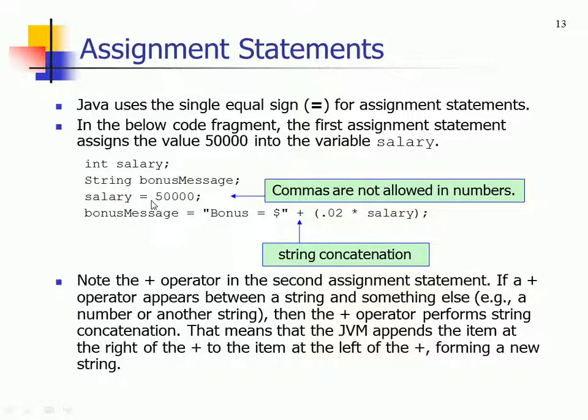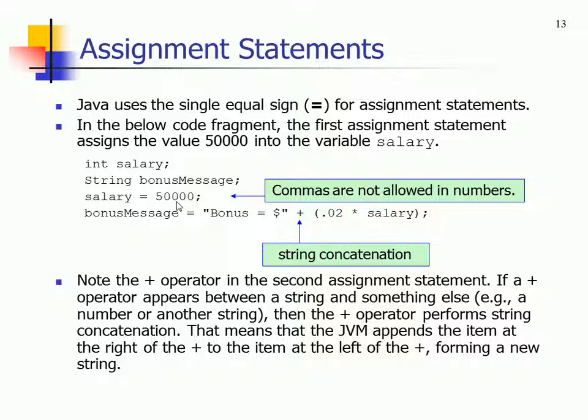So this equal sign is not really an equal sign. It's really an assignment operator. We'll see how I use it as an equal sign later. What this reads is salary is equal to 50,000. So I'm assigning the value 50,000 to the variable salary. So far so good?